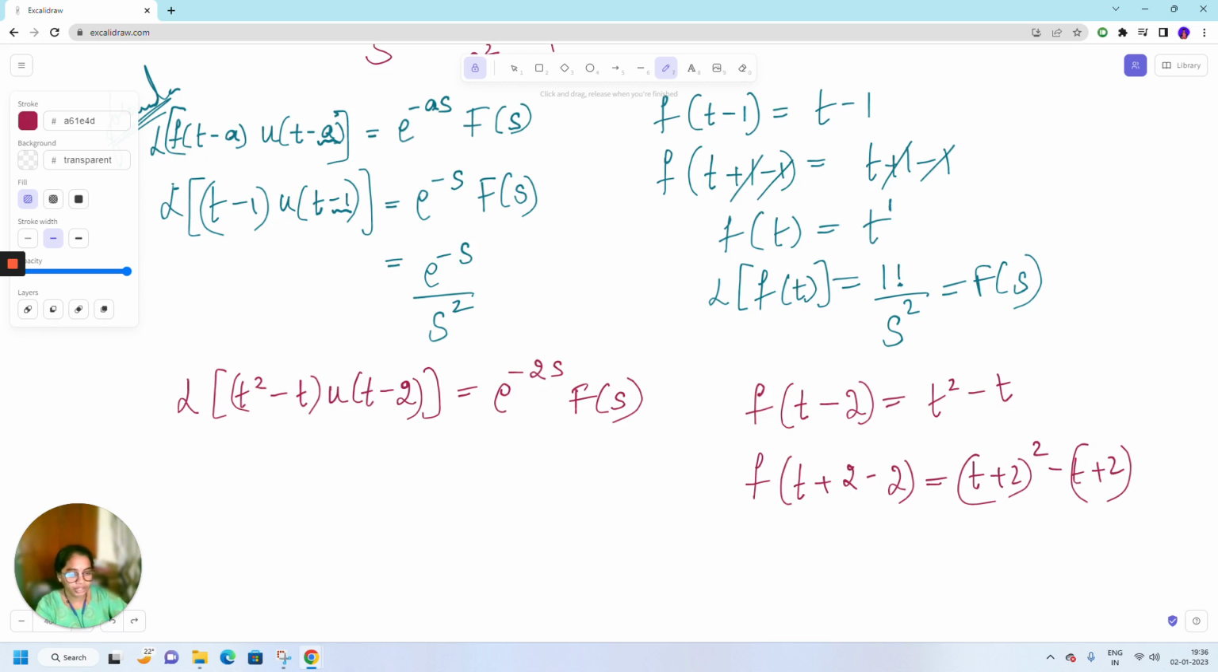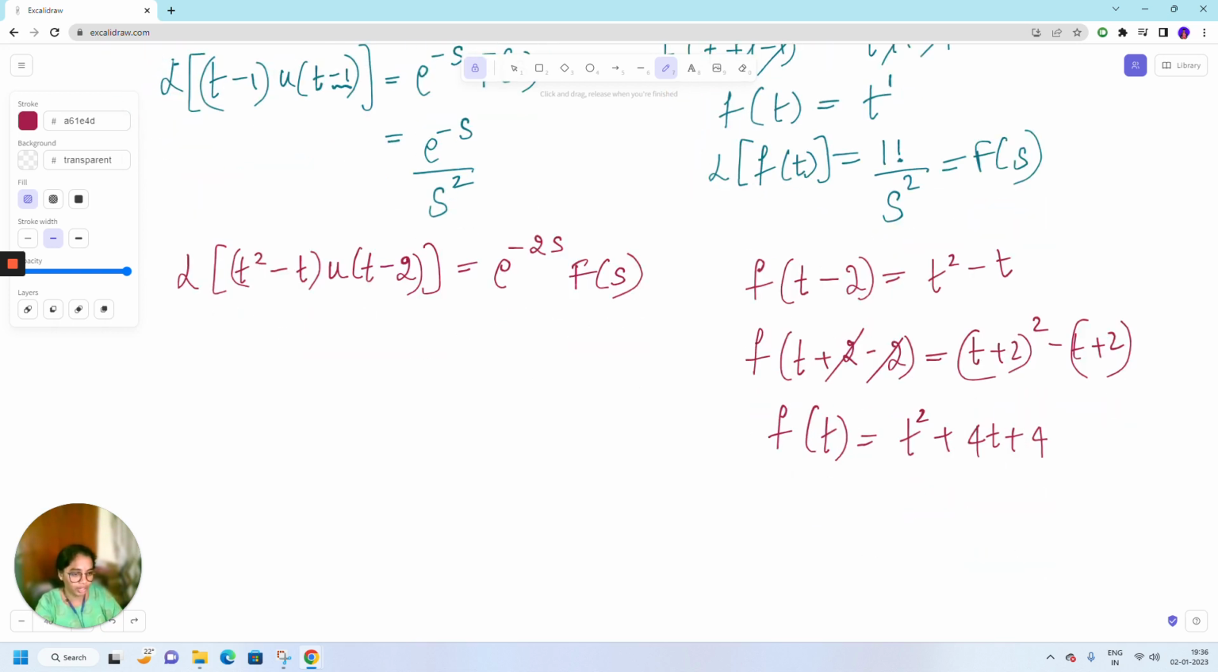Now, what should I do? Here, plus 2 and minus 2 gets cancelled. Agree? So I will get f of t is equal to t square plus 4t plus 4. That is a plus b whole square formula, a square plus 2ab plus b square, minus t minus 2. This is equal to t square plus 4t minus t, that would be plus 3t plus 2.